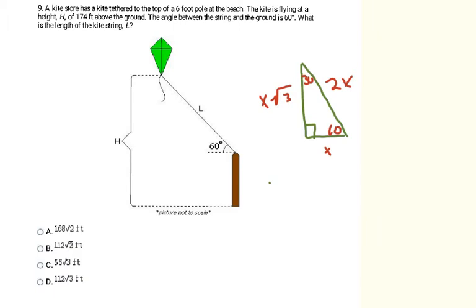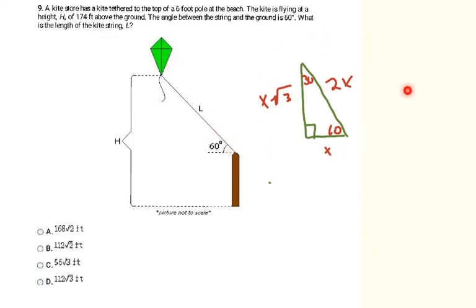Okay, this example says a kite store has a kite tethered to the top of a 6-foot pole at the beach. The kite is flying at a height h of 174 feet above the ground. The angle between the string and the ground is 60 degrees. What is the length of the kite string L?